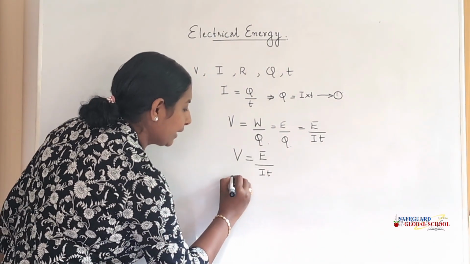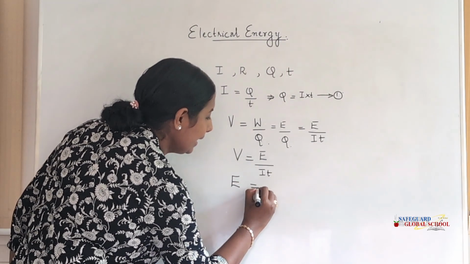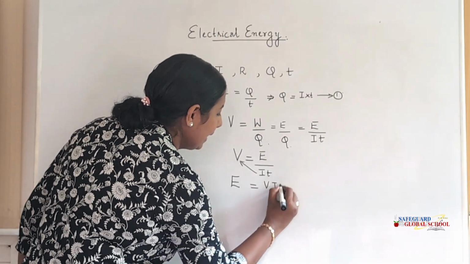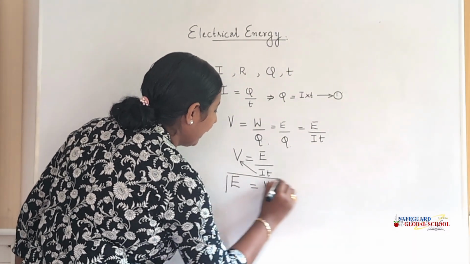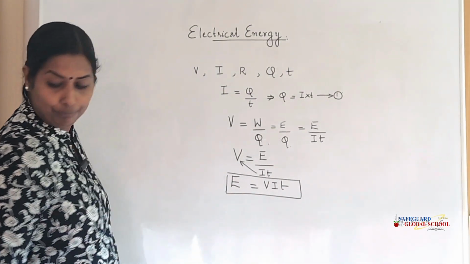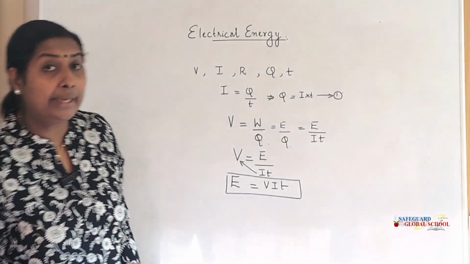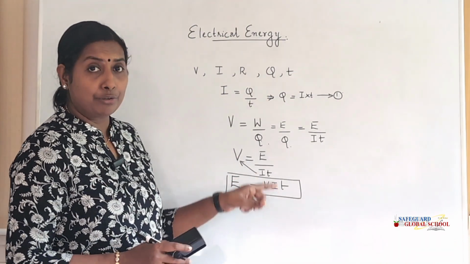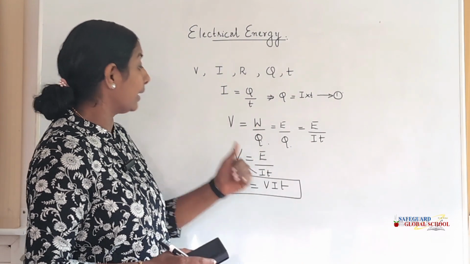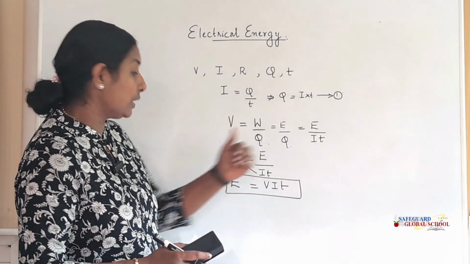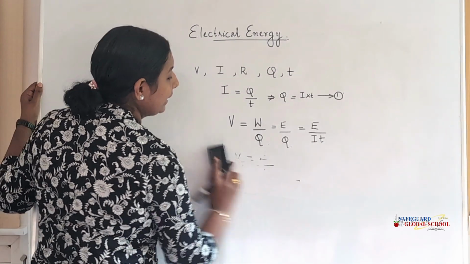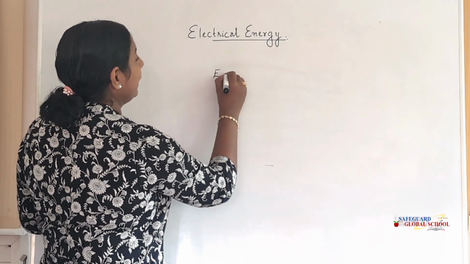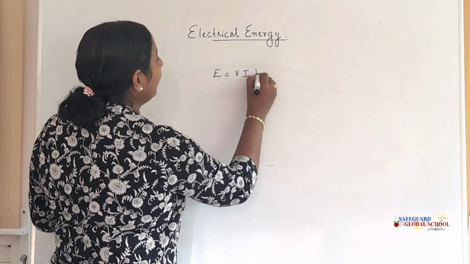So what is the electrical energy expended? E. We cross multiply this term, and we will get E is equal to V into I into T. So this V into I into T is the electrical energy expended by the battery, or the work done by the current in moving the charges through the circuit. So what is the equation that we have derived, children? Energy E is equal to V into I into T.